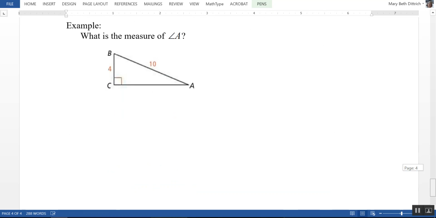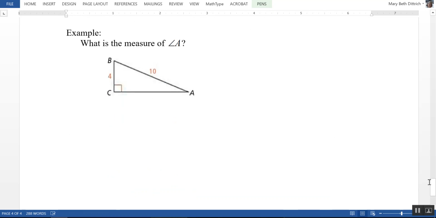And our last example here kind of takes it the other direction. I know two of the sides, but I don't know the measure of the angle. So I'm asked to find what is the measure of angle A right here. Now in relation to angle A, 4 is the opposite side and 10 is the hypotenuse. So the trig function that uses opposite and hypotenuse is going to be sine. So I can write that the sine of angle A is equal to 4 over 10.